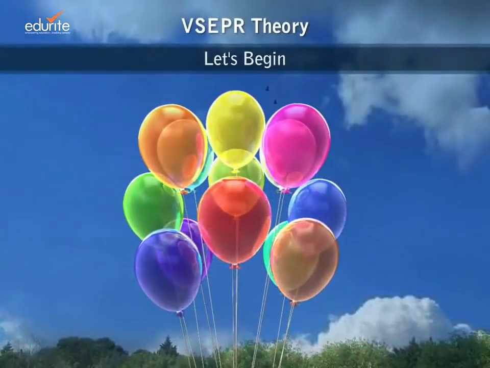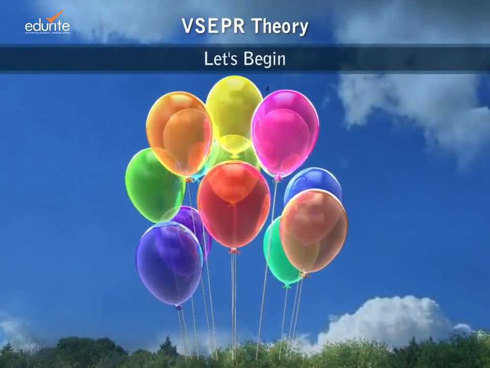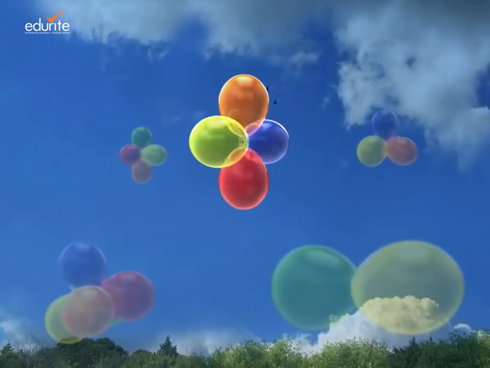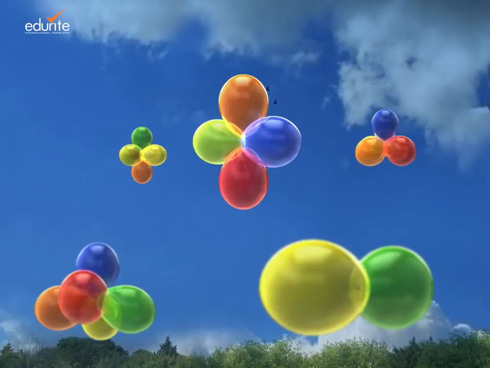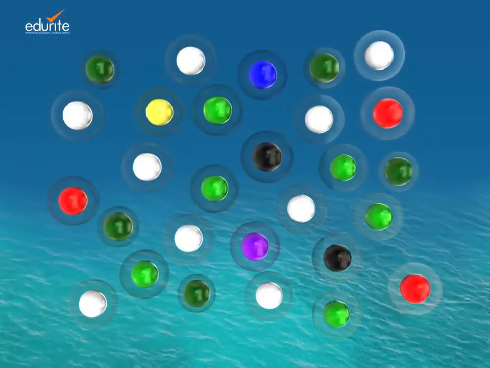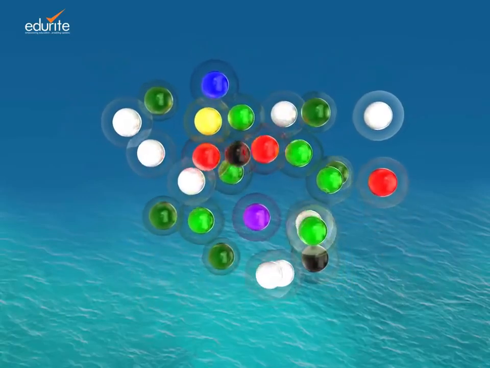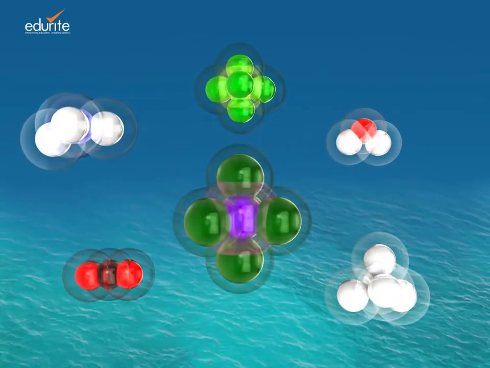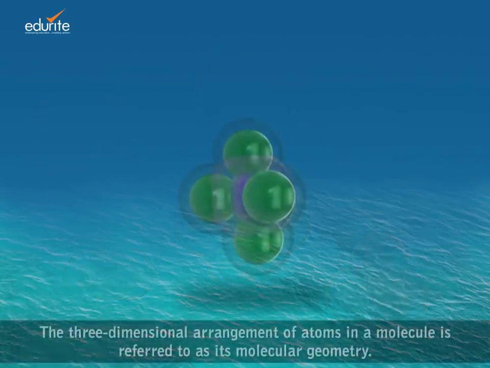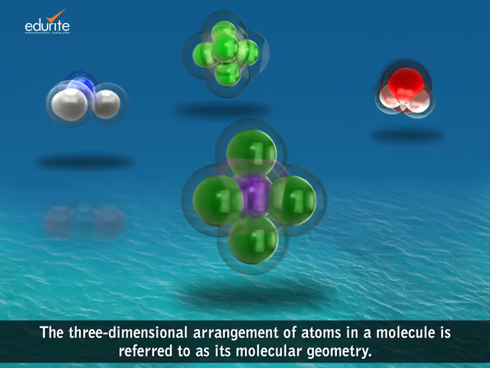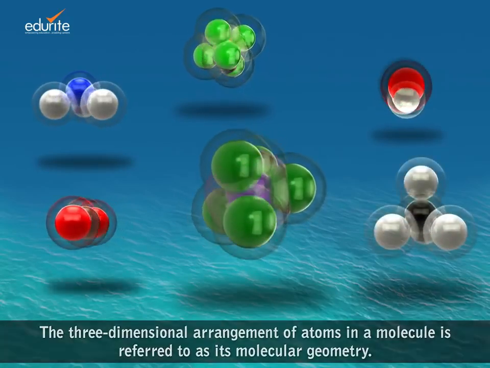Let's begin. Have you seen a balloon vendor at his art? He blows up a few balloons, ties them together, gives a twist here and a twist there, and a beautiful shape emerges. Similarly, nature's building blocks, the atoms, combine chemically in a variety of permutations to form molecules with diverse shapes. The three-dimensional arrangement of atoms in a molecule is referred to as its molecular geometry.